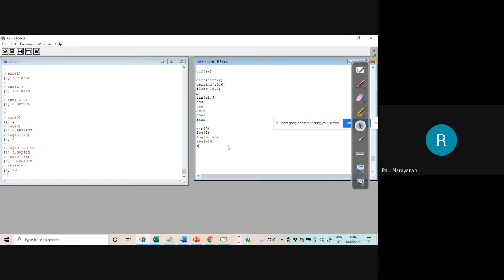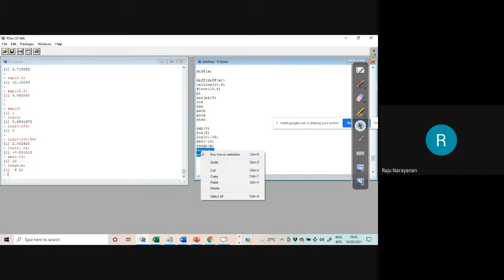Range. Range is maximum value minus minimum value. Range of x gives the minimum value and maximum value. To find the average, mean x. To find the median, median x. Mean x is the average, median x is the median.